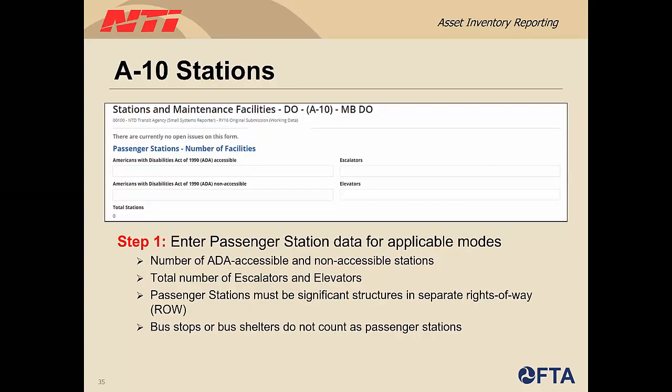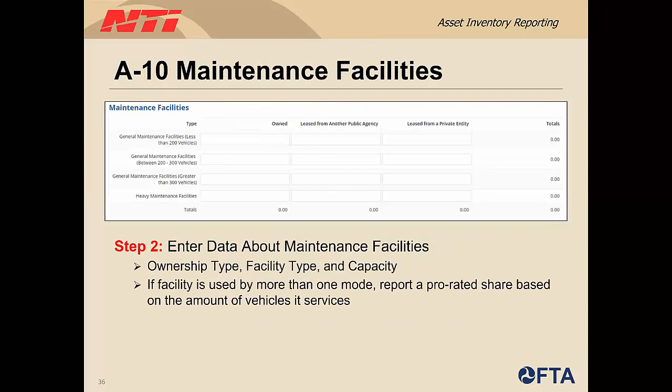To complete the station portion of the A10 form, you will enter the number of passenger stations, broken out by ADA accessible stations and non-ADA accessible stations. Once you have entered a count, then you will report the count of elevators and escalators in those stations. Next, you will report a count of maintenance facilities.